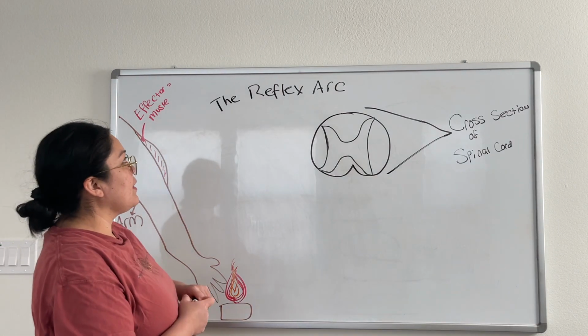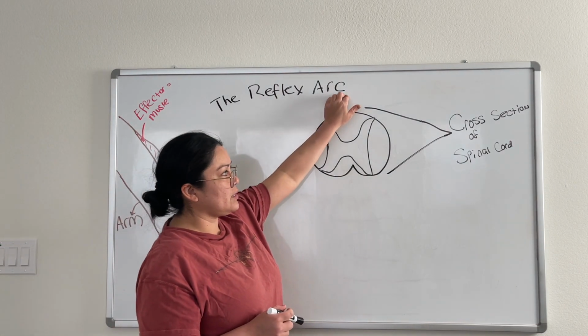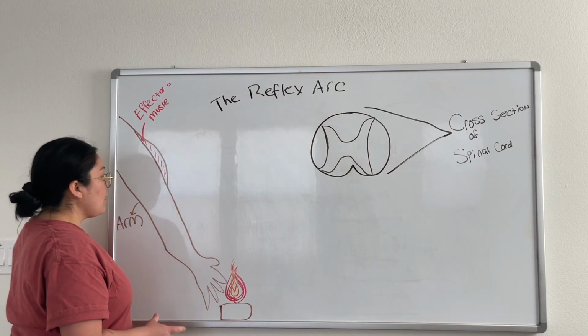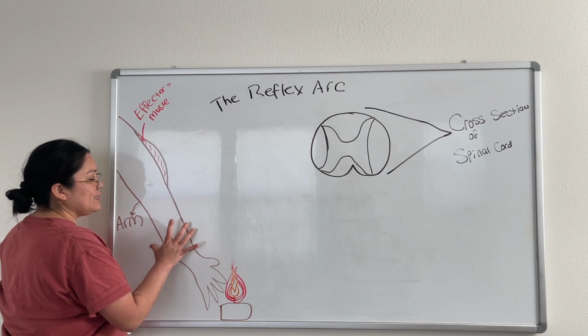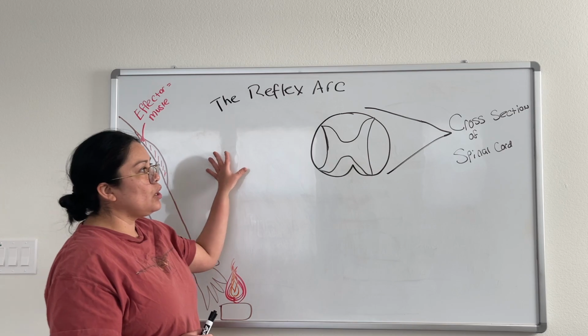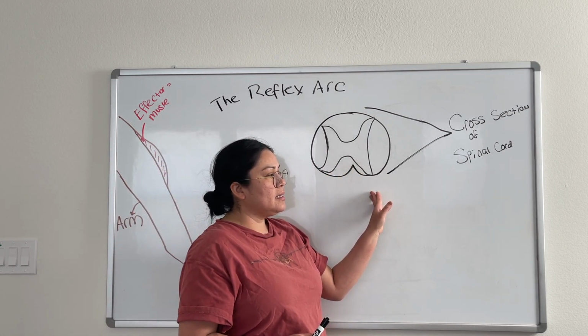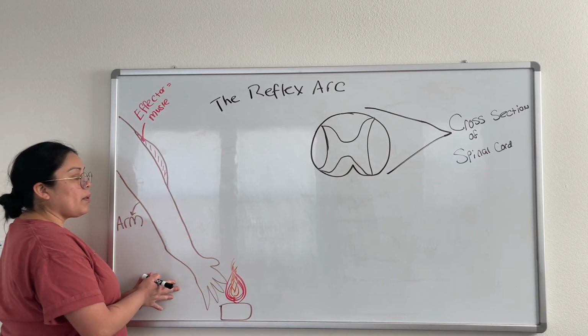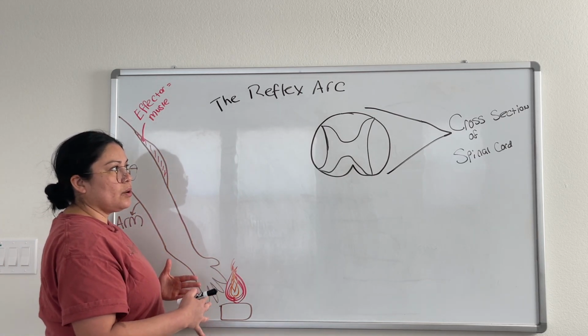Okay, so let's look at this. This is the reflex arc. Basically, the reflex arc is from the moment that you have a sensation on your body, how does it transmit an impulse to your CNS? And then how does your CNS respond to your body with the appropriate message, okay?